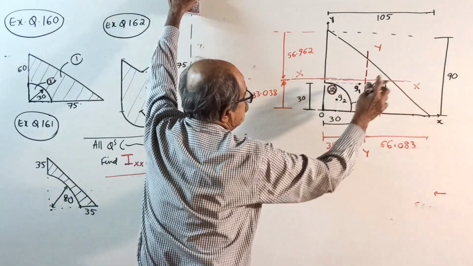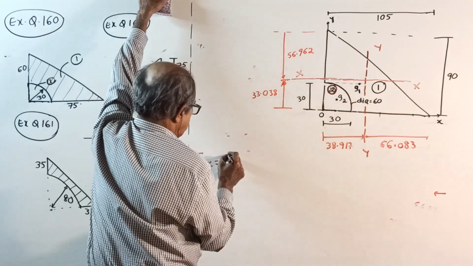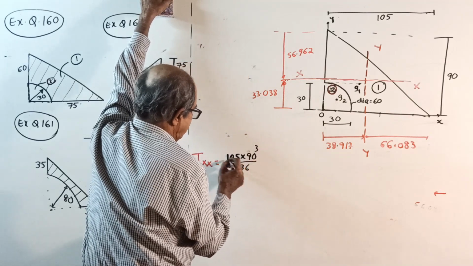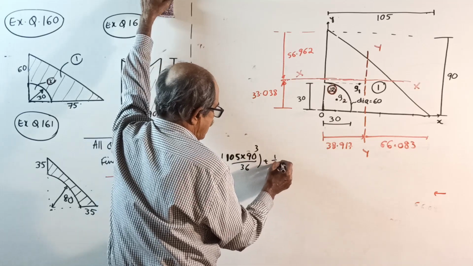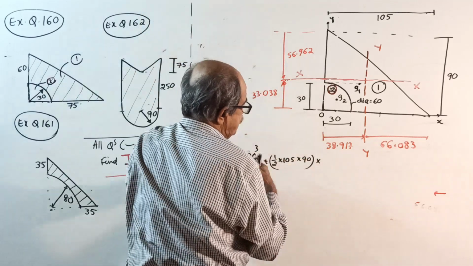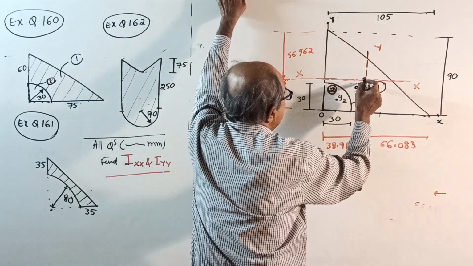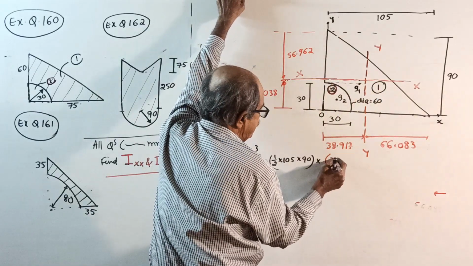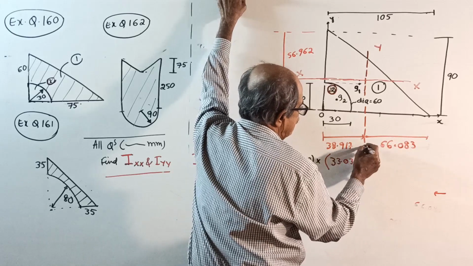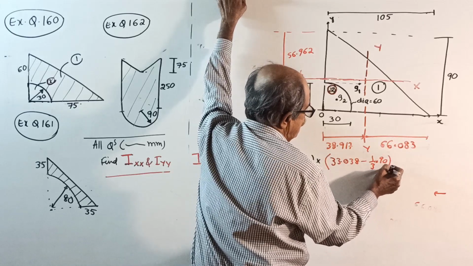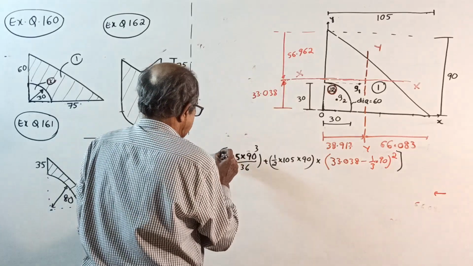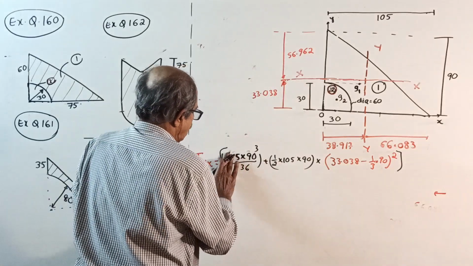First for the triangle, its own axis: 105 into 90 cube divided by 36 is IG, plus area, half into 105 into 90, is the area, into about XX, this distance square is 33.038 minus 1/3 of 90, whole square. That will give for the triangle. Okay. First one over, then second one minus outside. 105 it is.